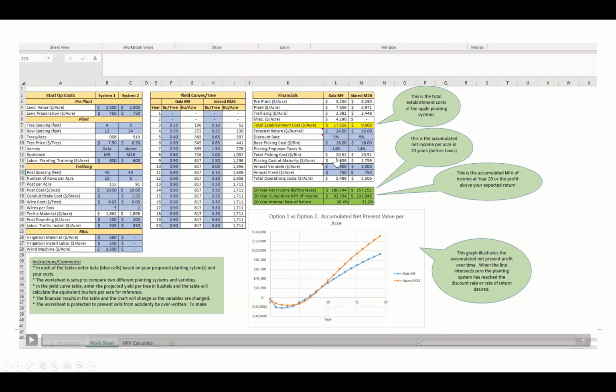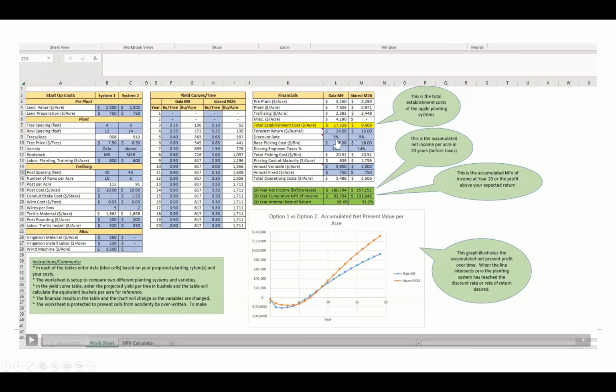And so at a 5% discount rate, with the assumptions that we have, this one is assuming that the net income, and this is before net present value, is 180,000 for Gala and 257,000 for Ida. Don't assume that that's actually true. It's just that these are the numbers that are in here.